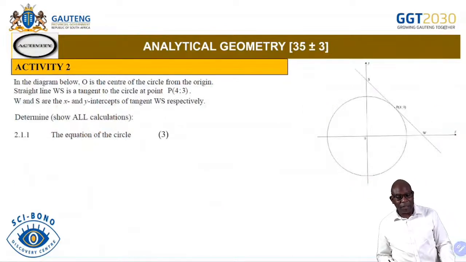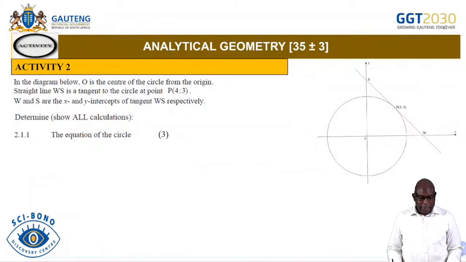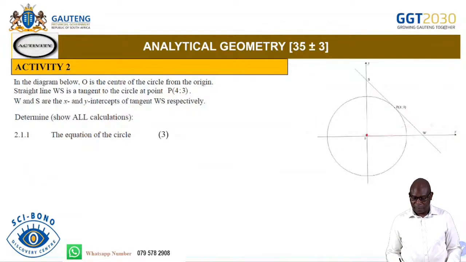Now, question, activity 2. In this diagram below, O is the center of the circle. You are given the point P as (-4, 3). There's a tangent which is WS there. And now the first question says you must determine the equation of the circle. It states there, show all calculations. You see questions where they say show all calculations, please do so, because when you don't show all calculations and you just give us the answer, you will lose marks. So let's show all calculations in this one.